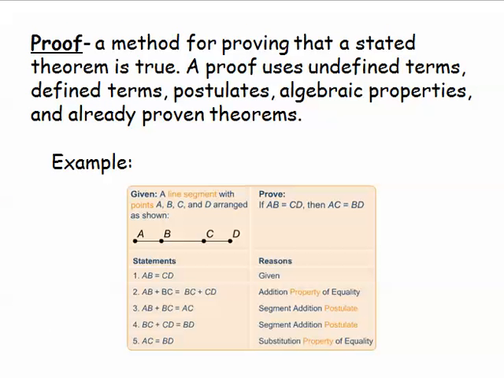A proof is a method for proving that a stated theorem is true. So to prove something, we show proof. We make a proof. A proof uses undefined terms, defined terms, postulates, algebraic properties, and already proven theorems. So once you prove a theorem, you can use it in your proof, but it has to be that we've already proven it.